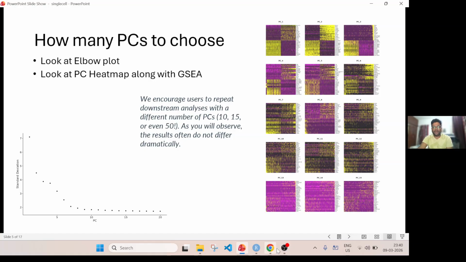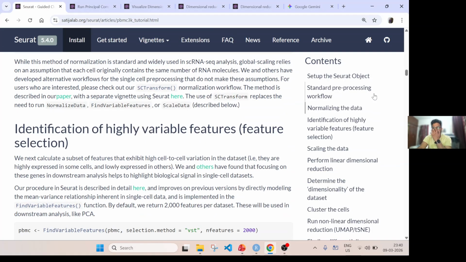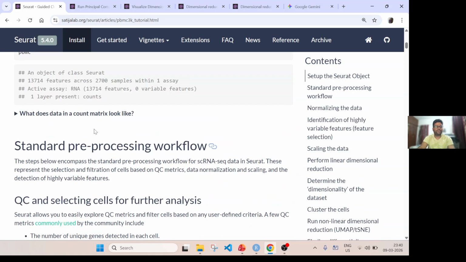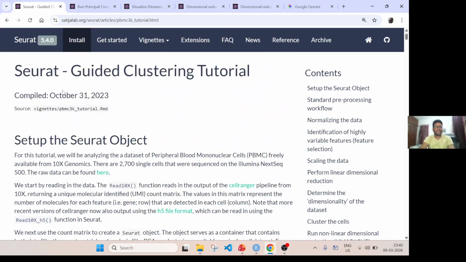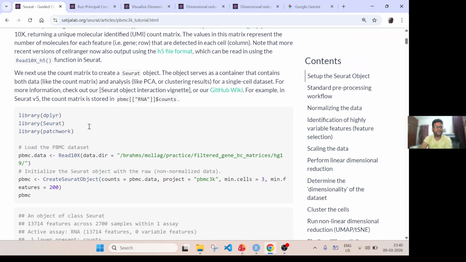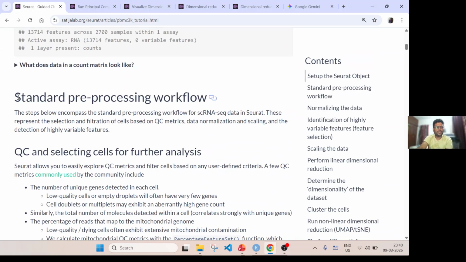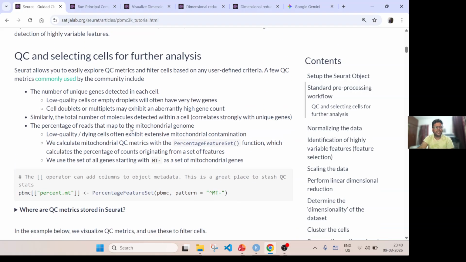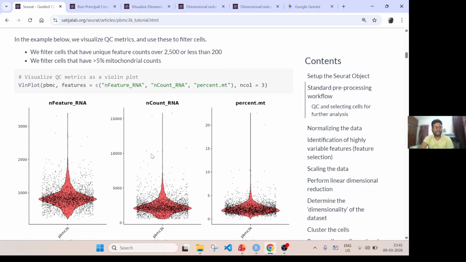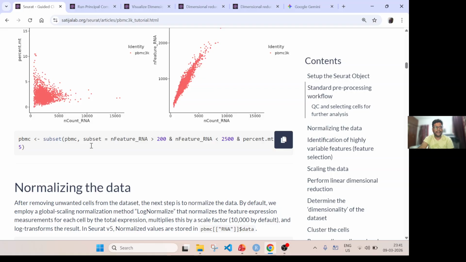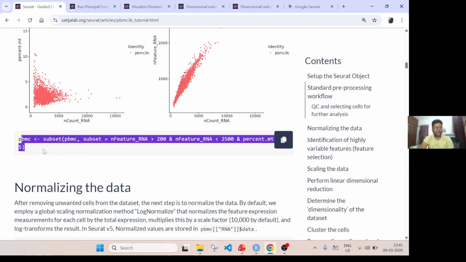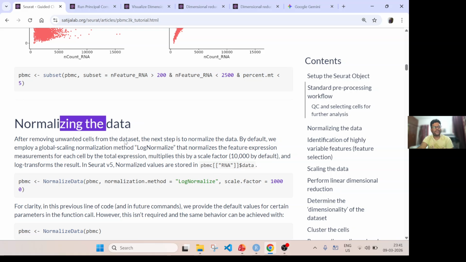Now if I come back to the practical, this is the guided tutorial for single cell data analysis that we have been following. You load the data, then you do the standard pre-processing. That means you do QC and choose particular cells based on the number of features, number of counts or mitochondrial percentage. You can do some filtering, and here we are doing the filtering. Then you normalize your data.